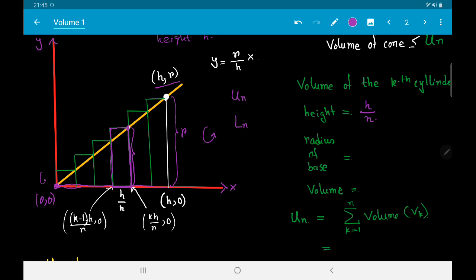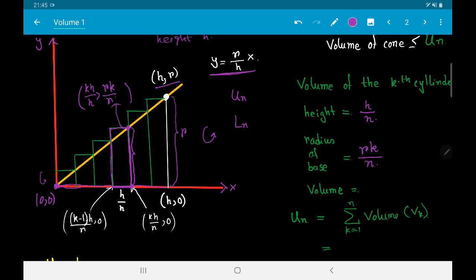To compute the radius of the base, we now have to find the coordinate of this point. So what is the coordinate of this point? We know that this is our kth subinterval, so the x coordinate is going to be equal to kh divided by n. And what is going to be our y coordinate? We have to put x equal to kh by n in this formula, and we can see that this turns out to be equal to rk by n.